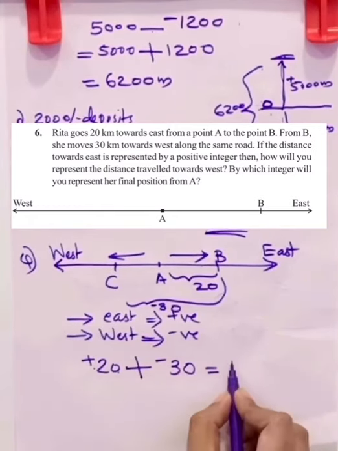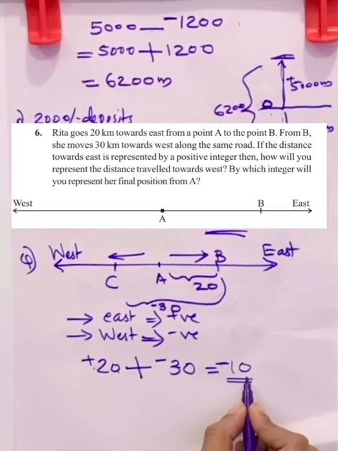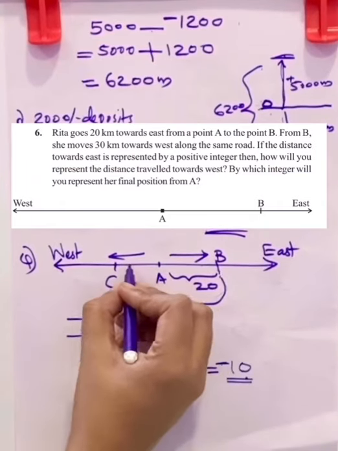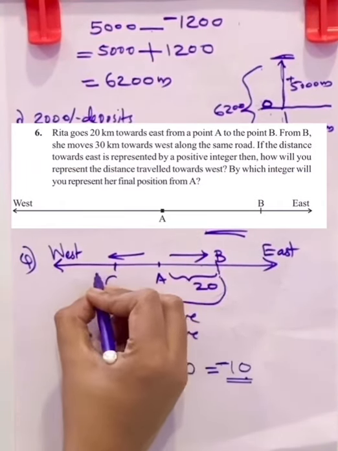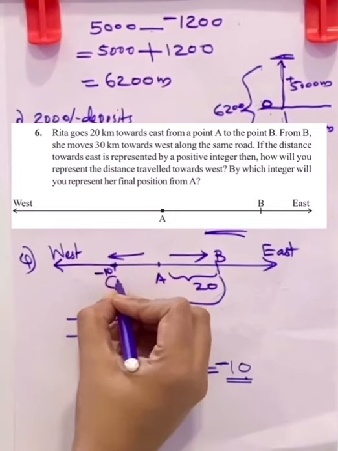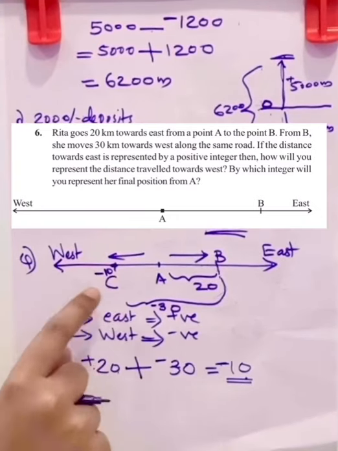And the total distance she traveled will be 30 minus 20 and the sign of the bigger number. Negative 10. If this is positive 20, here will be negative 10. Her position will be on negative 10. Let us name it as C. Negative 10 is her last position.